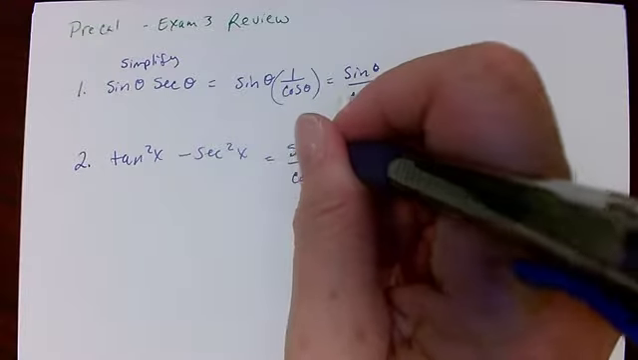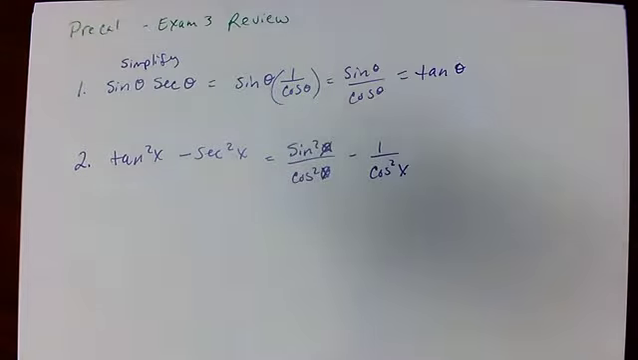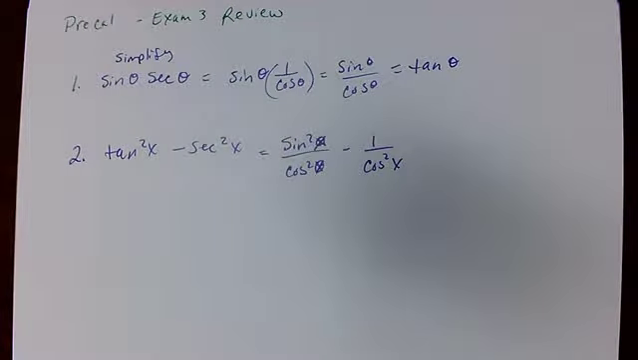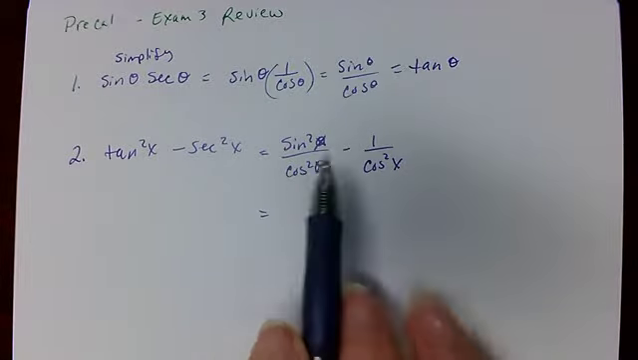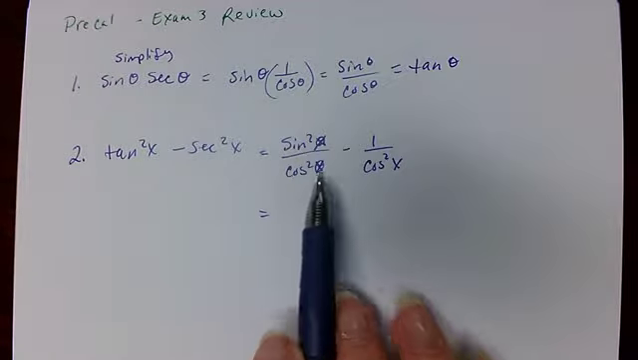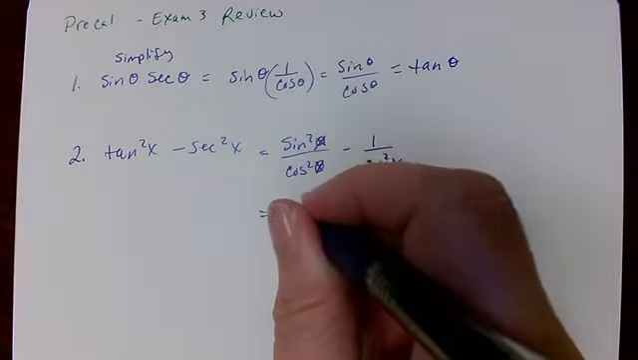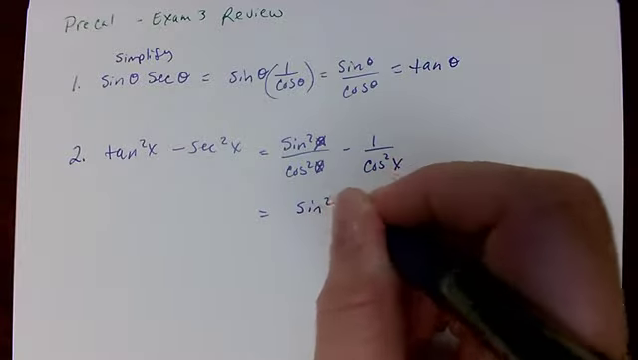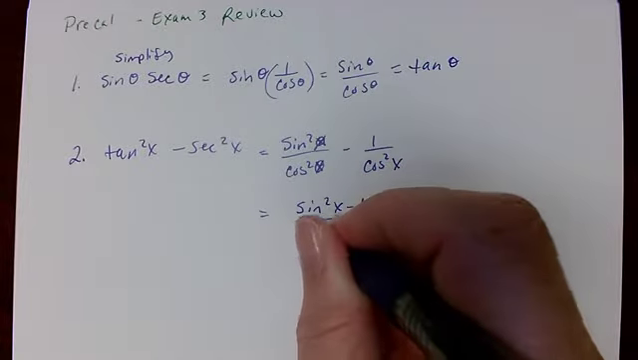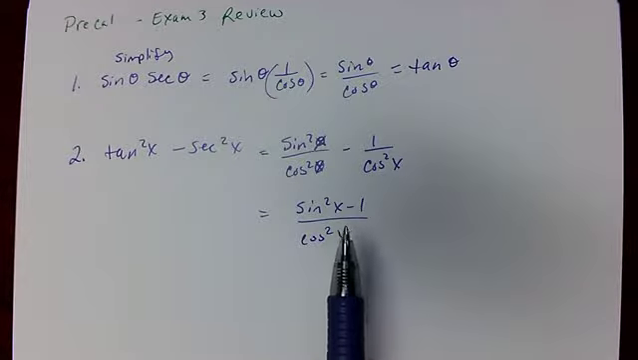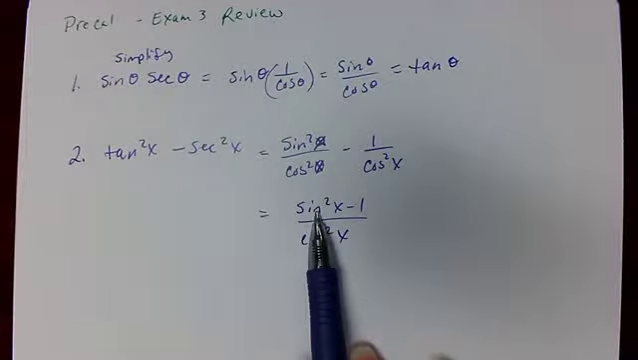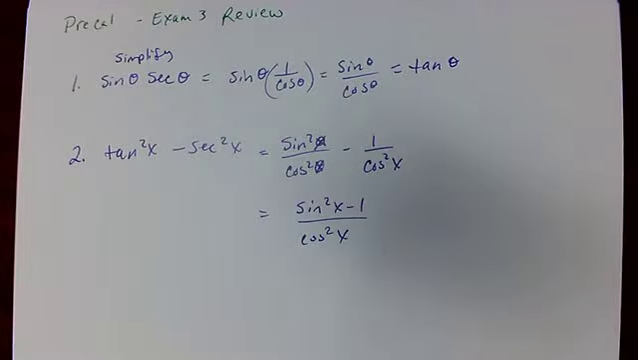Oops, I'm sorry, these should be x's, not thetas, because we have x's in this problem. They're about the same thing. It's just determining the terminology you want to use. All right, I notice that these have the same common denominator. So I'm going to combine the top, so sine squared x minus 1 over cosine squared x. Well, I know that from the Pythagorean identities that this should get me cosine squared x.